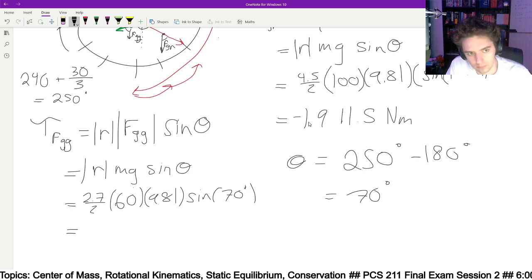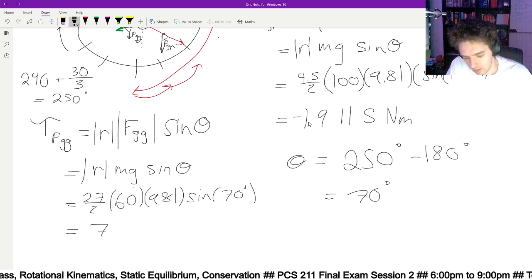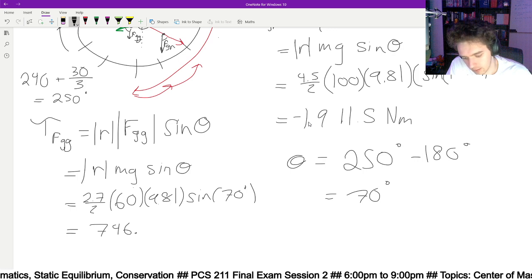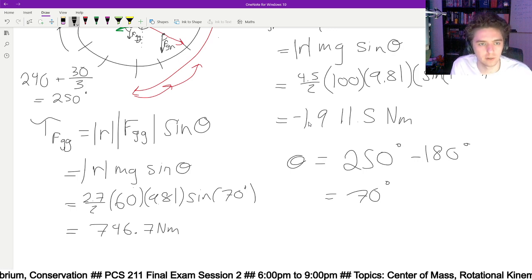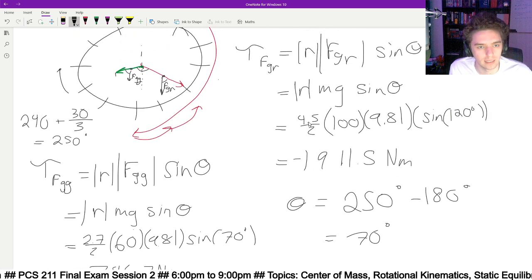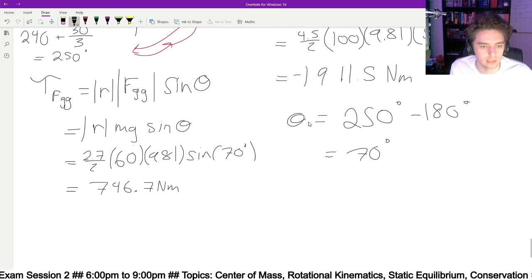Why do you sine 70? Why sine of 70? Is that what you asked? Yeah. Okay, one second. So 67 Newton meters. And one quick thing before I answer that: notice this is positive this time, right? Because the torque is trying to move the hand this way. That is positive torque. So it's a positive torque at the end.